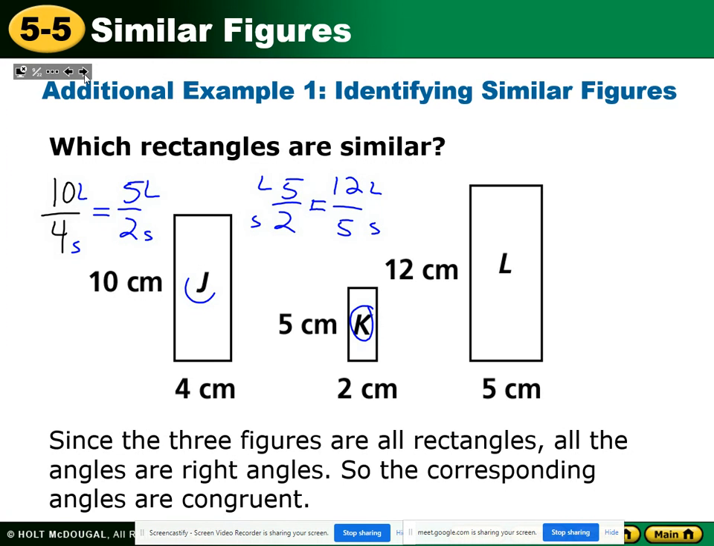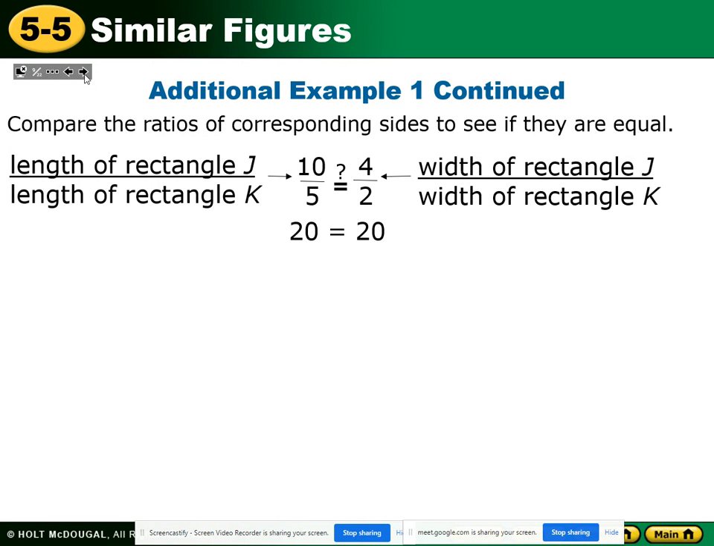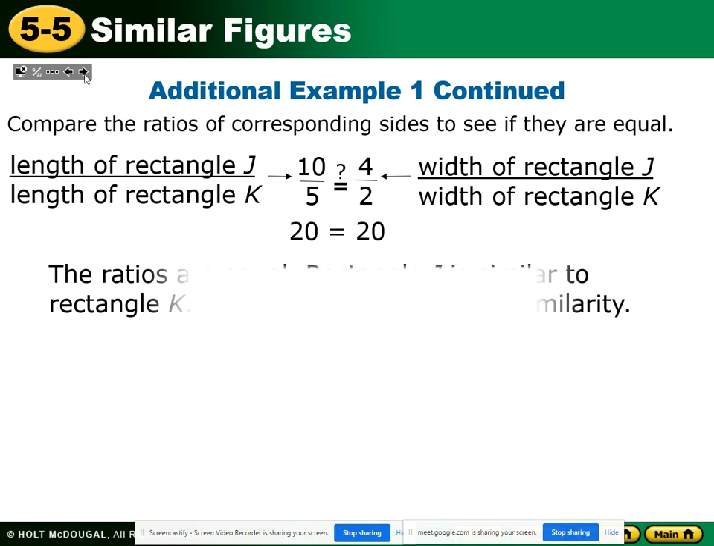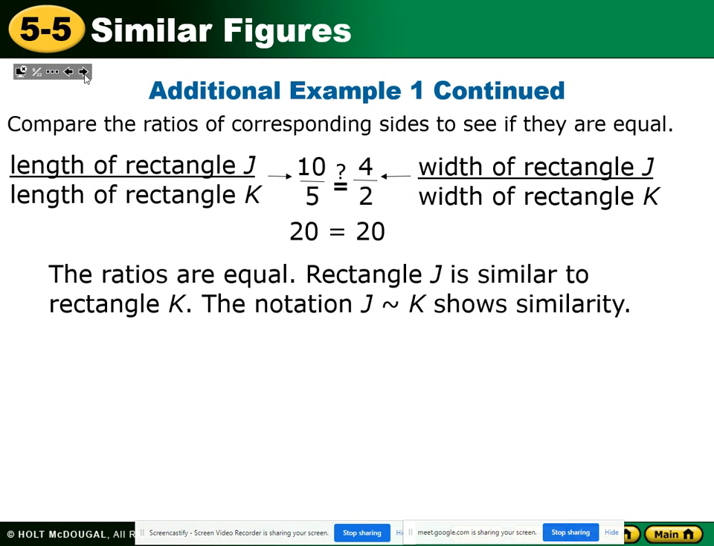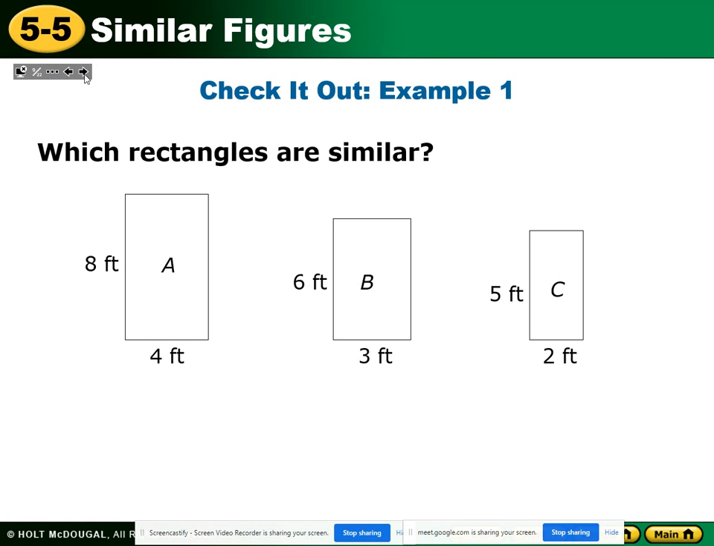Okay. Since the three figures are all rectangles, all the angles are right angles. So the corresponding angles are congruent. So the angles are congruent, but we don't know about the sides. Let's compare the ratios of the sides. Okay. 10 over 5, 4 over 2. So we do our cross multiplication. These equal, those don't. Hey, we've got the ones that match, and we can throw the third one in there.